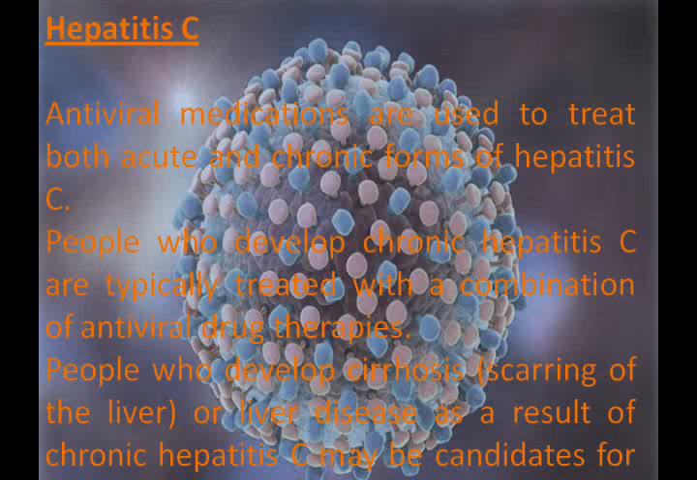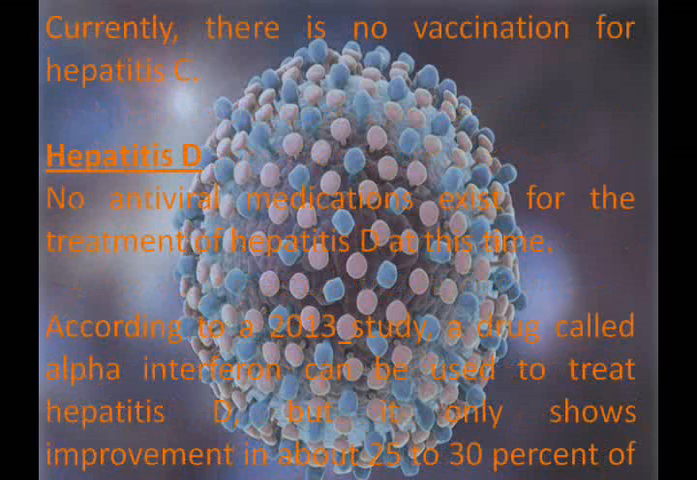Hepatitis B. Acute hepatitis B doesn't require specific treatment. Chronic hepatitis B is treated with antiviral medications. Hepatitis C. Antiviral medications are used to treat both acute and chronic forms of hepatitis C. Currently, there is no vaccination for hepatitis C.